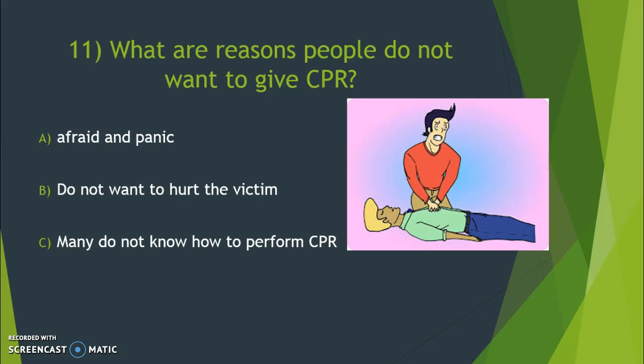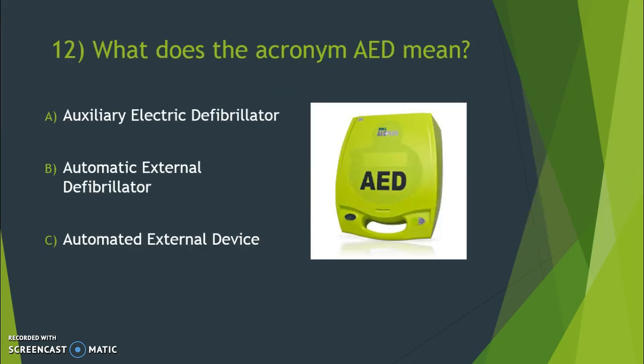11. What are reasons people do not want to give CPR? A. People are afraid and they panic. B. People do not want to hurt the victim. C. Many do not know how to perform CPR. Number 12. What does the acronym AED mean? A. Auxiliary electric defibrillator. B. Automatic external defibrillator. C. Automated external device.